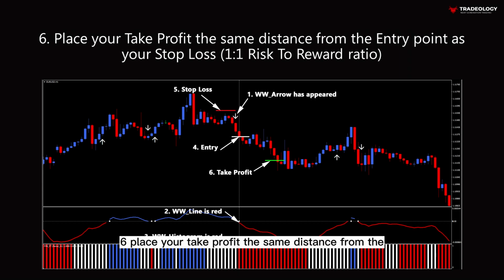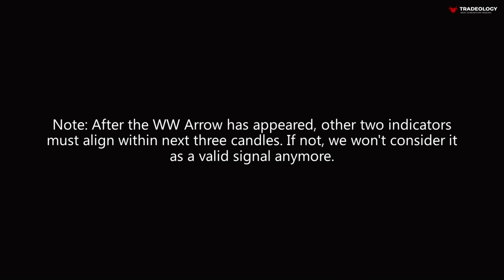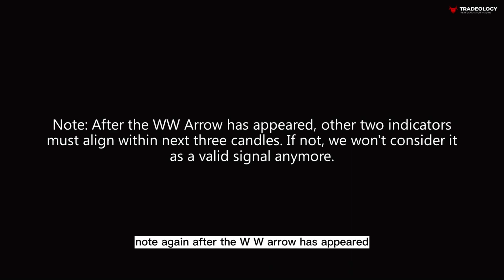6. Place your take profit the same distance from the entry point as your stop loss for a 1-to-1 risk to reward ratio. Note again, after the WW arrow has appeared, the other two indicators must align within the next 3 candles. If not, we won't consider it as a valid signal anymore.